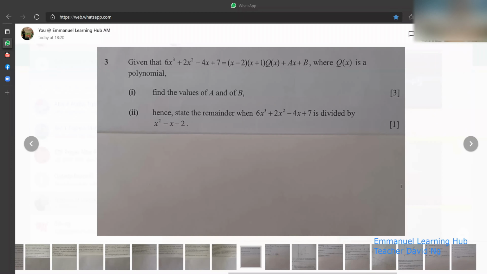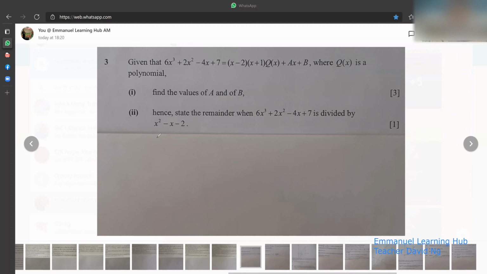Okay, this paper we're looking at is St. Andrew's, Sec 4, mid-year 2017, paper 2, A-Math. And I would only be going through questions that my student had inquired. So this is question 3.